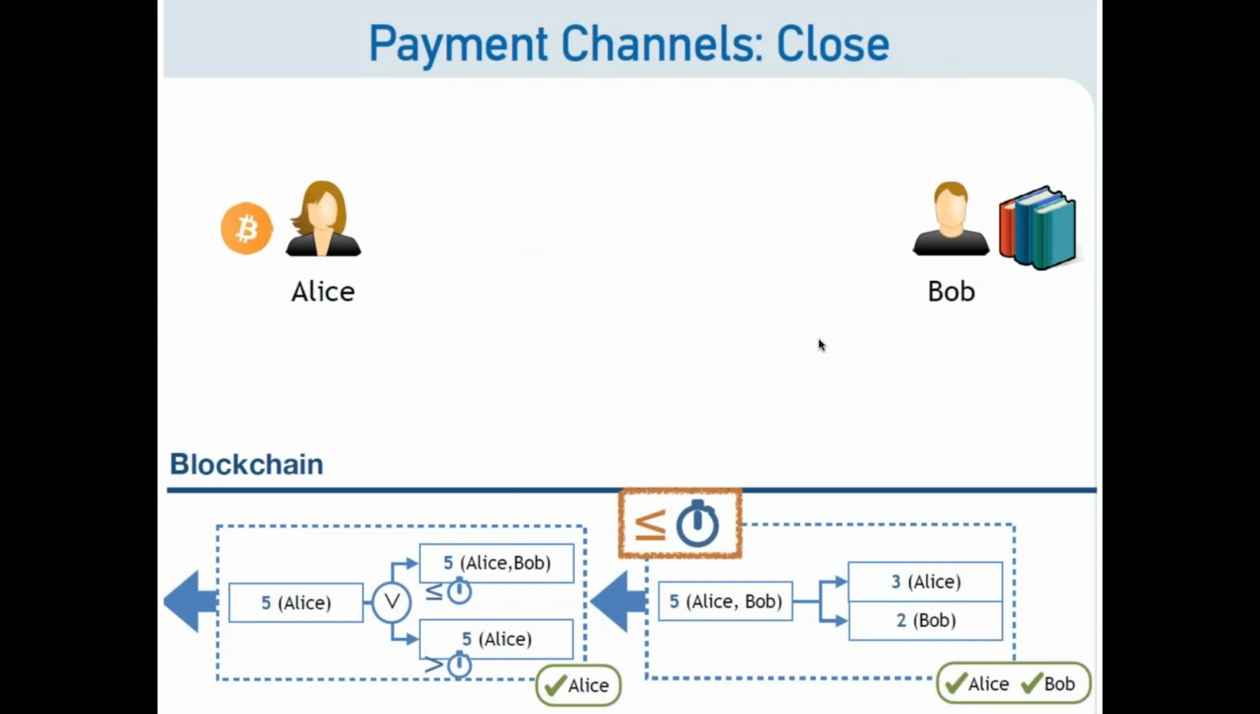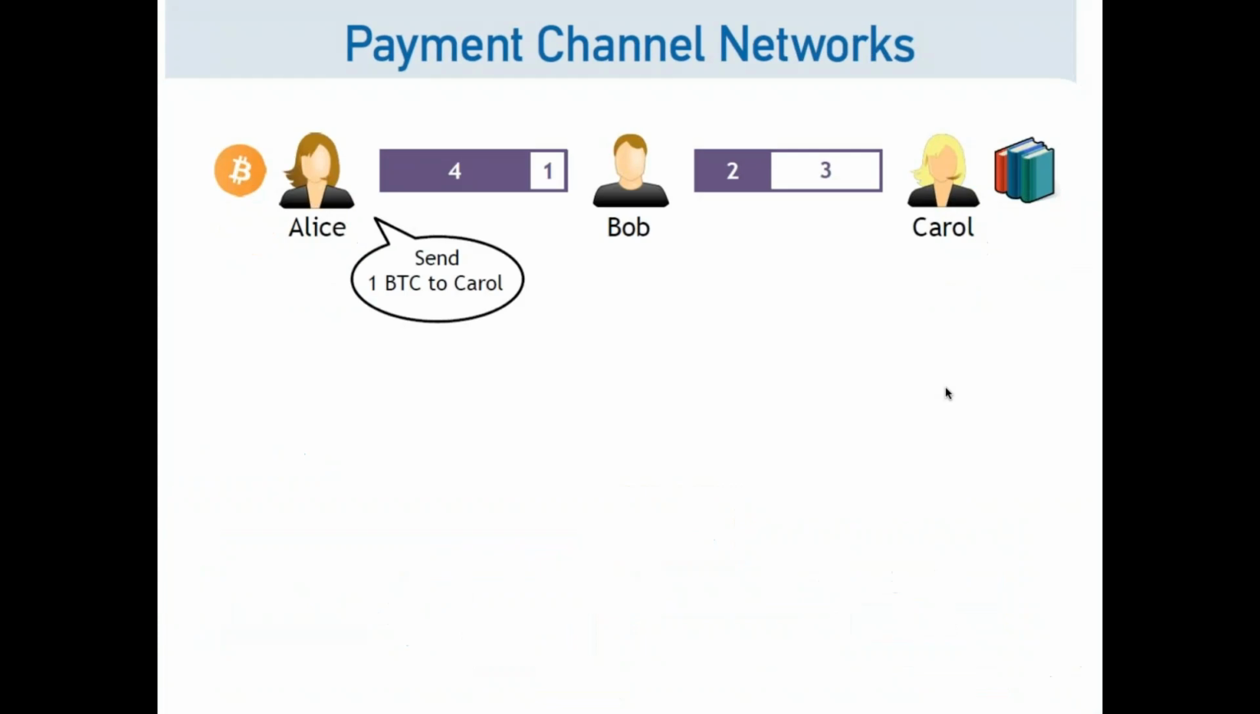And then if their business is done in this channel, they want to close the channel. At this time, they simply upload the latest transactions to the multi-sig contract, and then the contract will decide how to divide the money, right? The contract will send 3 coins to Alice and 2 coins to Bob, right? This procedure is very straightforward.